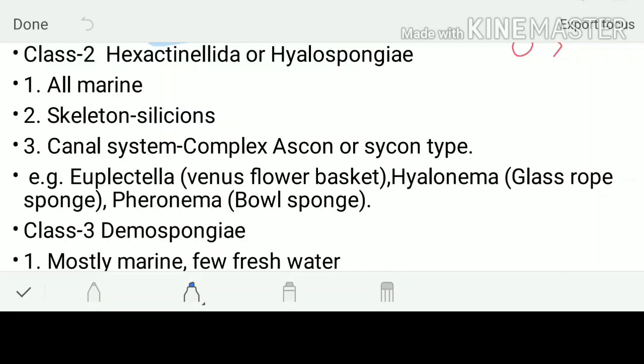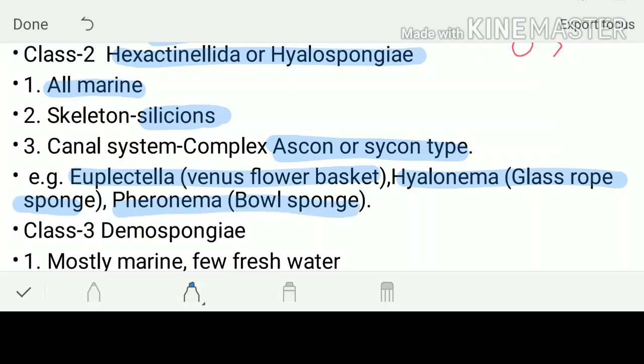The second class I have is Hexactinellida or Hyalospongiae. All of the members of this class are also marine, but their skeleton is made up of silicon, unlike the first one. They have the canal system asconoid or syconoid, which means many ostia are present but only one osculum. Examples are Euplectella, called Venus flower basket, Hyalonema, called glass rope sponge, and Pheronema, called bowl sponge. Please deal with this as well.